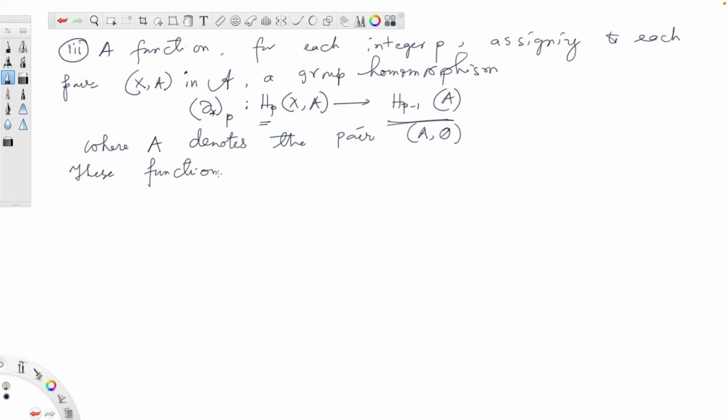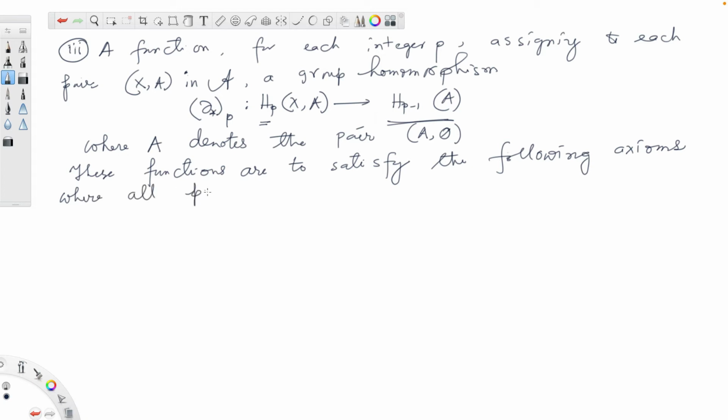Okay, these functions are to satisfy the following axioms, where all pairs of spaces are in the class A, which is the class of the objects of the category that we are working on. Okay, this is axiom 1.